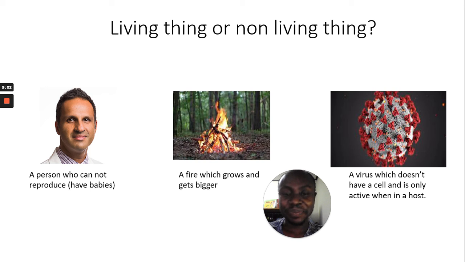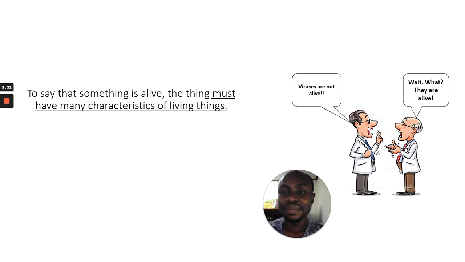What about the fire? It is not a living thing because it can grow, but it is not made up of cells. It doesn't have DNA, and it doesn't have the other characteristics of living things. A virus, COVID-19, this one is quite tricky, so I will leave you to decide because scientists still don't know. To say that something is alive, we need many characteristics of living things, not only one or two, but many.